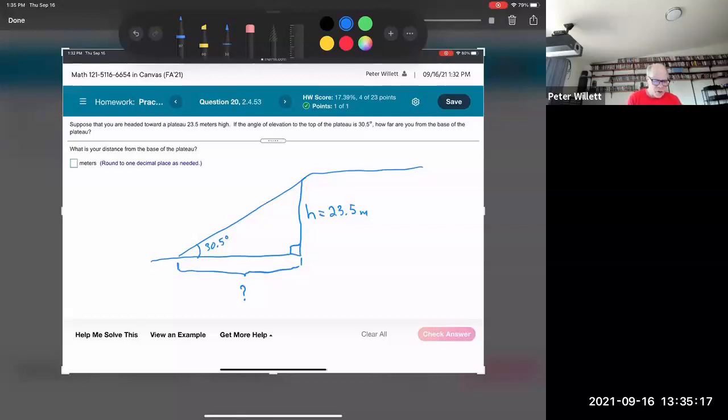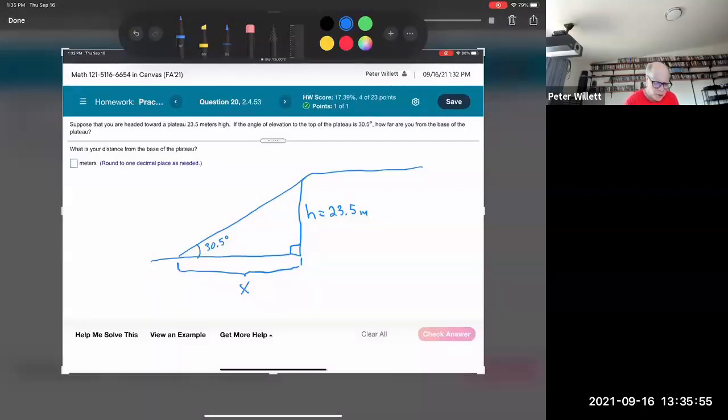All right, so now how do I solve this base of the triangle here? Let me go ahead and just call it a letter. Let's say this is X. So that'll be the distance from the base of the plateau to where I was when I looked up at an angle of elevation to the top of the plateau. And so the two things that we're looking at, what we want is the adjacent side to the angle given. And what we're told, the height, is the opposite side to the angle given. So I want to use the function that relates the opposite and the adjacent, which is the tangent.